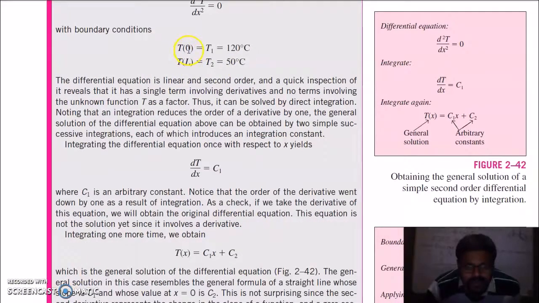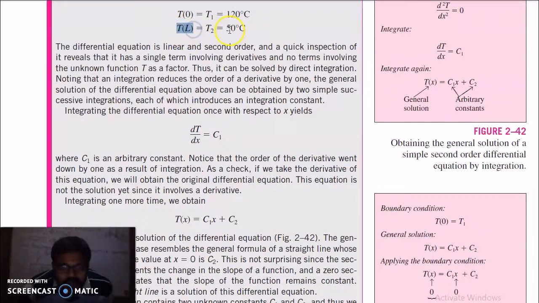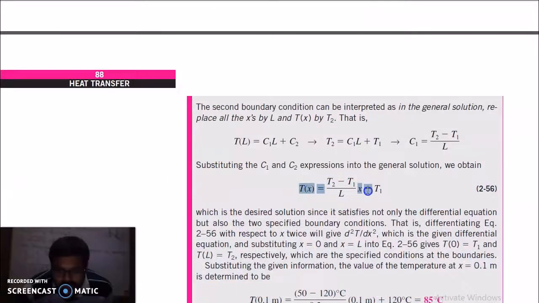So use this equation with T(0) equal to 120. When you put 0 here, you will get C2, which is equal to T1. Now put T(L) equal to 50 in this equation; instead of x you can put L, and then it will become equal to 50. So you will get T2 in terms of C1 L and T1. From here you will get the value of C1, which is (T2 minus T1) by L, and you have C2 and C1. Now in this equation you will get this equation.